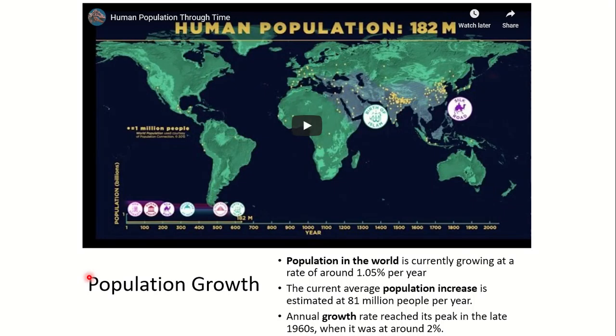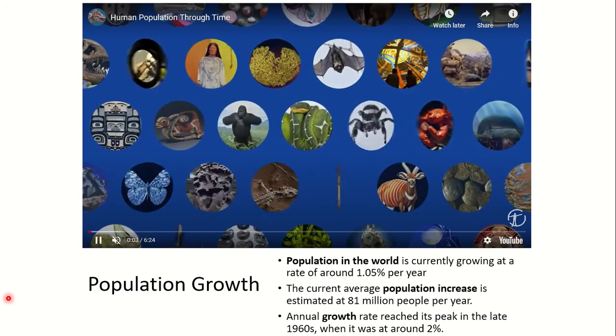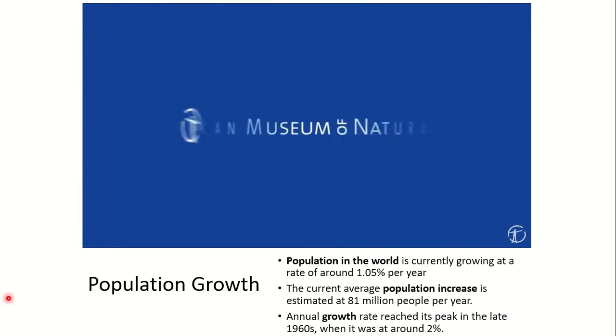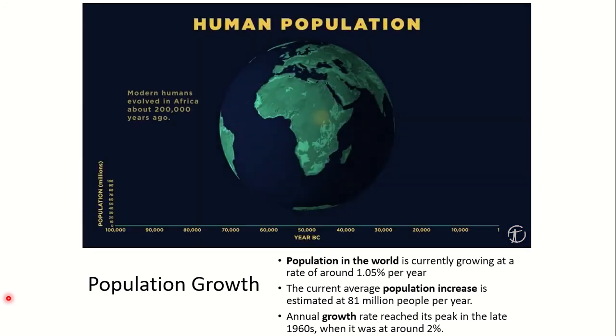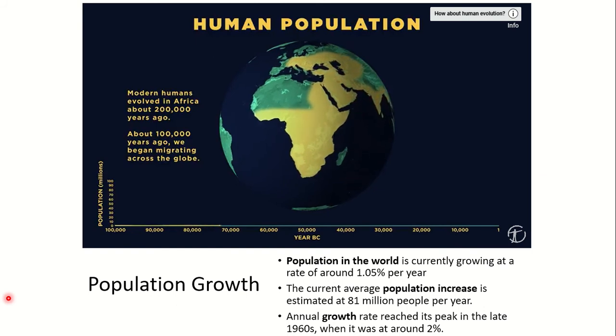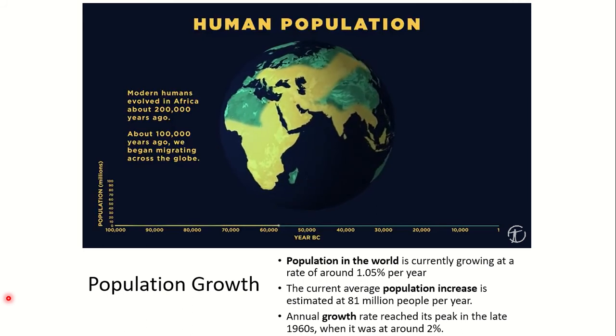Now, on this screen I'm going to play you a short video and talk you through it to give you a bit of broader background about what we're talking about when we discuss population. On the screen in front of you, you can see a map of the world and a timeline along the bottom. Modern humans have been around for about 200,000 years, and in the last 100,000 years, which you can see along the timeline, we have spread from Africa, where we first evolved, around the world.